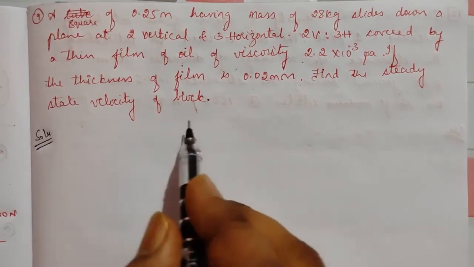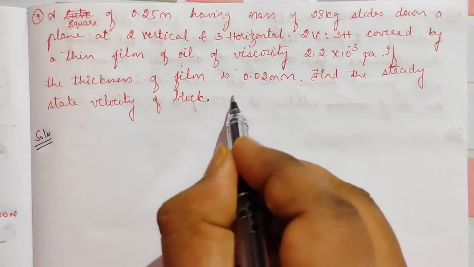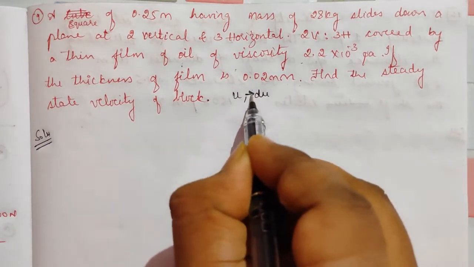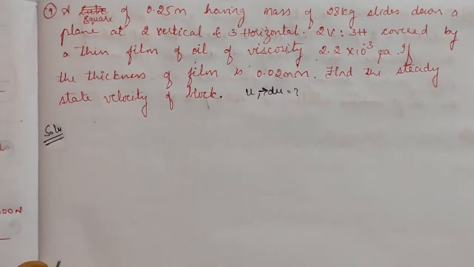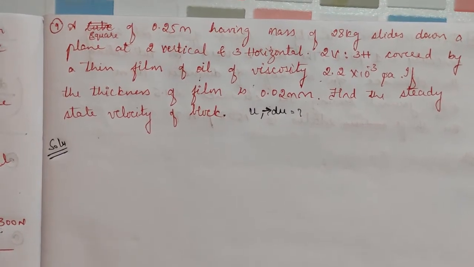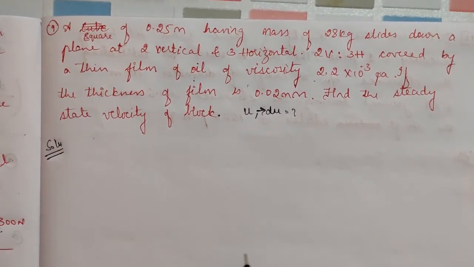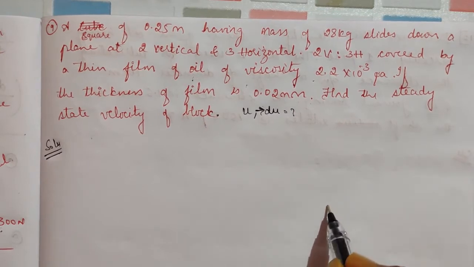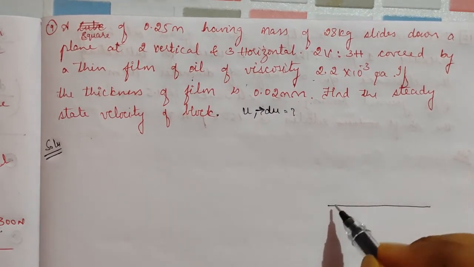So here they are asking what steady state velocity means. What u, or else you can find it as du. We need to find the steady state, we need to find du. Okay, so if I take the diagram, it will be like this, same as the previous one only.